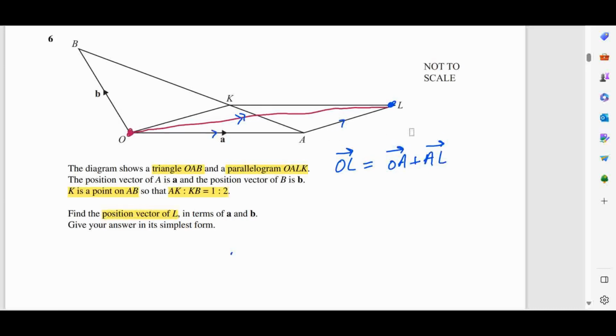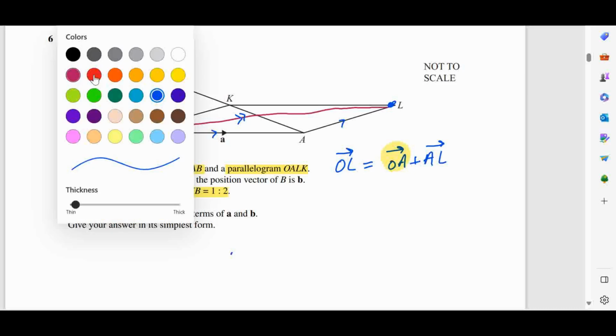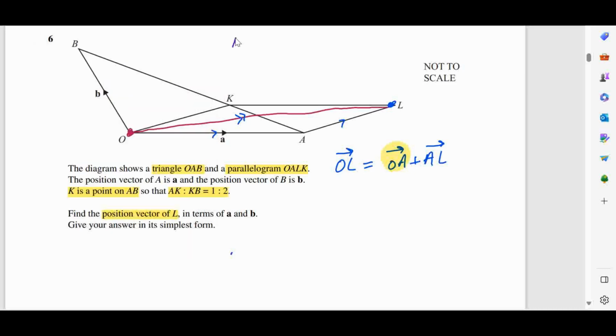We are very clear that OA is equal to small a, and we need to find out AL. We also know that vector AL is equal to vector OK. Why? Because this is a parallelogram. This is the point where they said that this is a parallelogram. It means vector AL is equal to vector OK. Now first of all we need to find the vector OK.